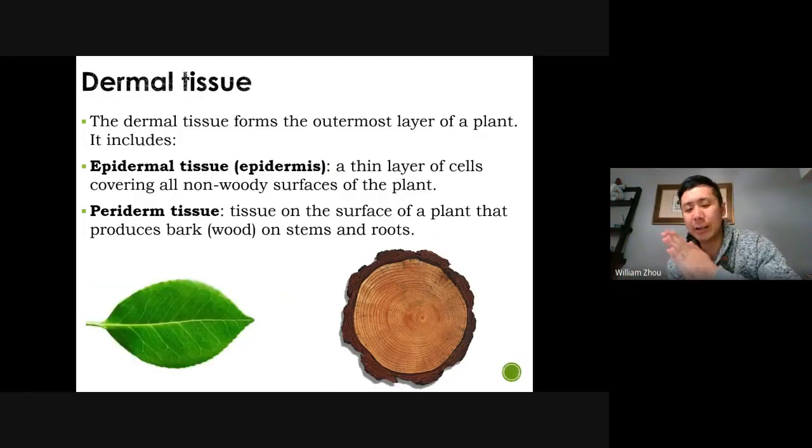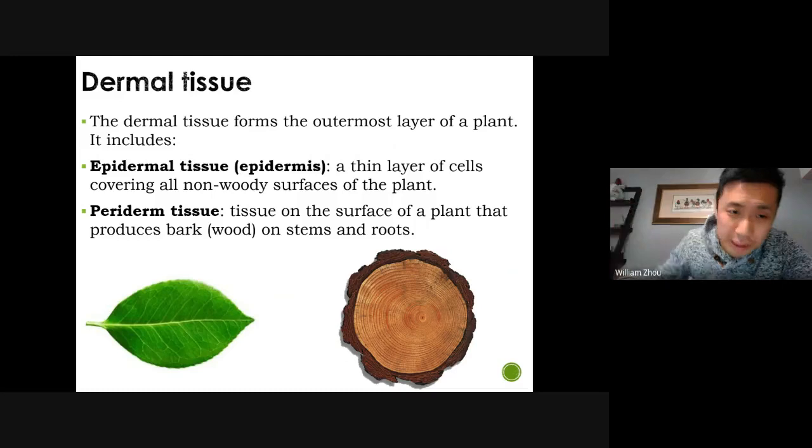Right, so let's look at each of these in detail, starting with the dermal tissue, the skin. Well, what is there to say about the skin? You may have noticed that there are typically two types of plants, one with wood and one without wood. If you pick a flower, the flower doesn't have any bark on it. It's perfectly green. And a leaf doesn't have any wood on it, right?